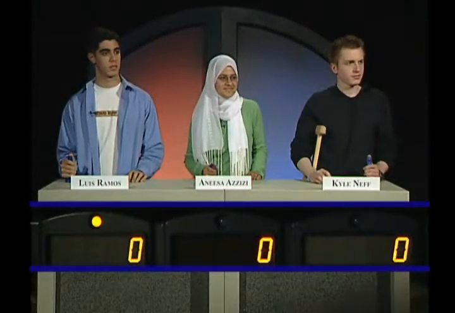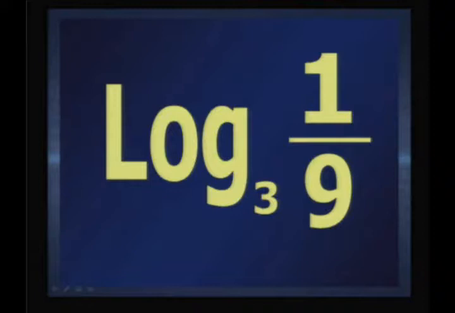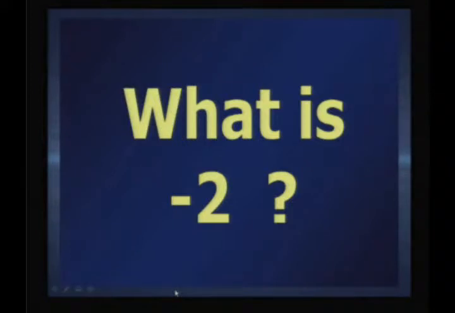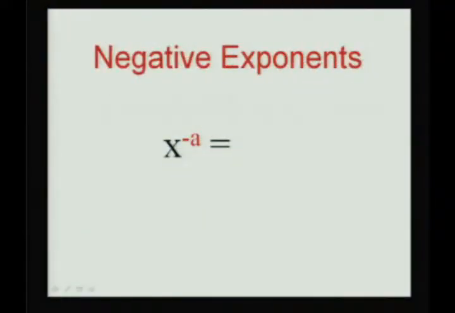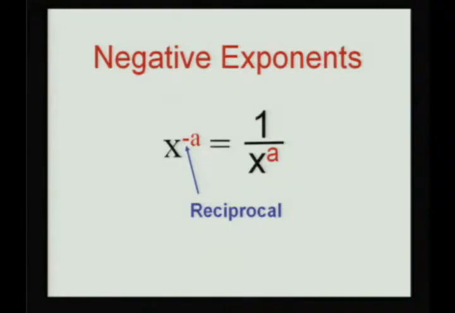All right, I'll take 400 for logarithm. The answer is the logarithm base 3 of 1/9. It's Luis. What is -2? You are correct. Where would we get a negative with logarithms? Do you remember what negative exponents mean? Because logarithms are exponents. x to the minus a means the multiplicative opposite, which we call the reciprocal. So x to the minus a really means 1 over x to the a.